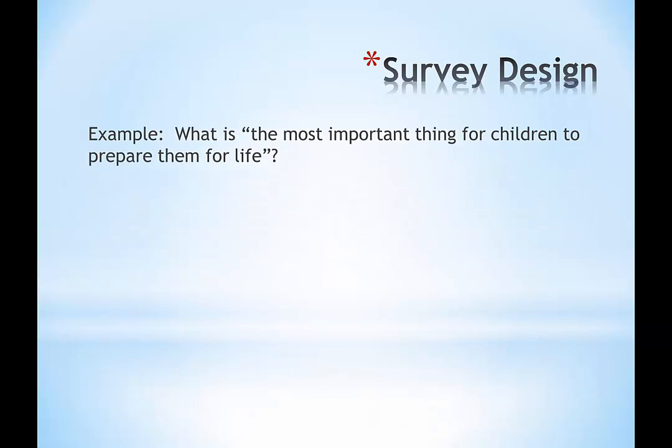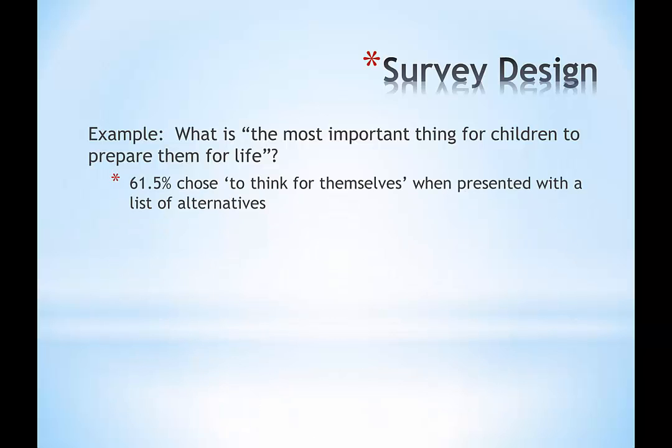Here's another example, and I like this one too. If we were to ask the question, what's the most important thing for children to prepare them for life? All right. And you can see where we're going here, where I'm trying to give you examples of how you ask the question might influence the answers that you get. So in one version of this study, the participants were actually given a list, like a long checklist of items, and you check off the one that you think is the most important. And when presented with a list of alternatives, 61.5% chose to think for themselves. That makes perfectly good sense.